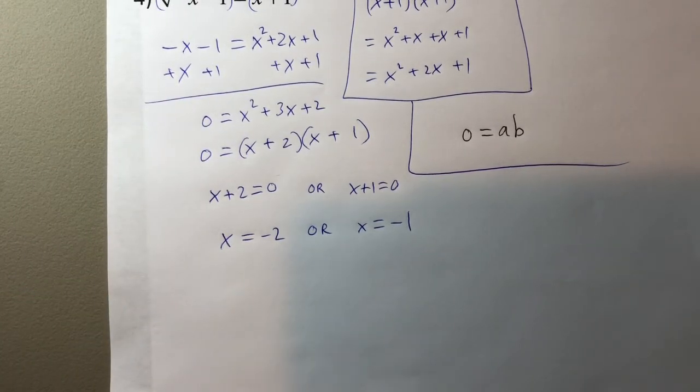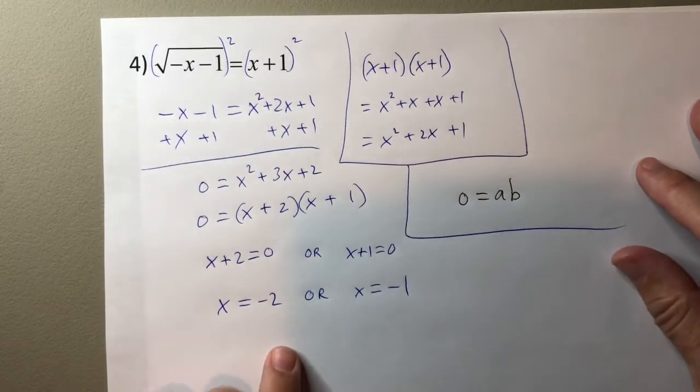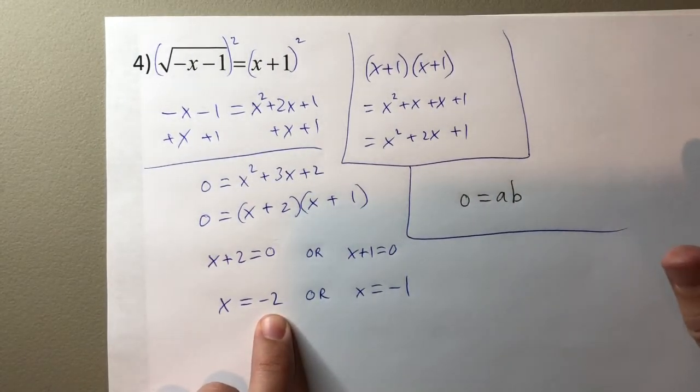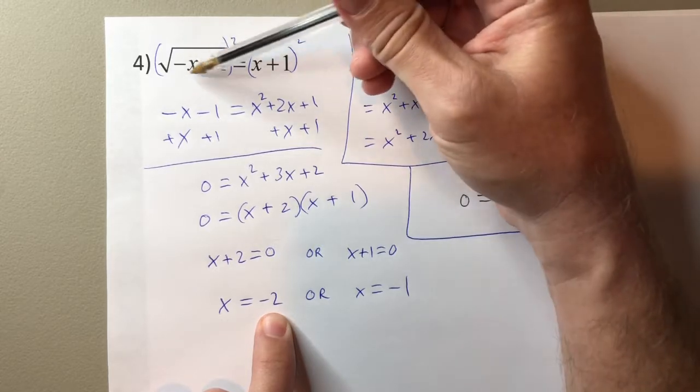No. Remember, this was not a simple linear equation to begin with. You could be ending up with extraneous solutions, so you'd better be checking your work. So let's go ahead and do that. Let's go ahead and check -2. So let's put a -2 in here.